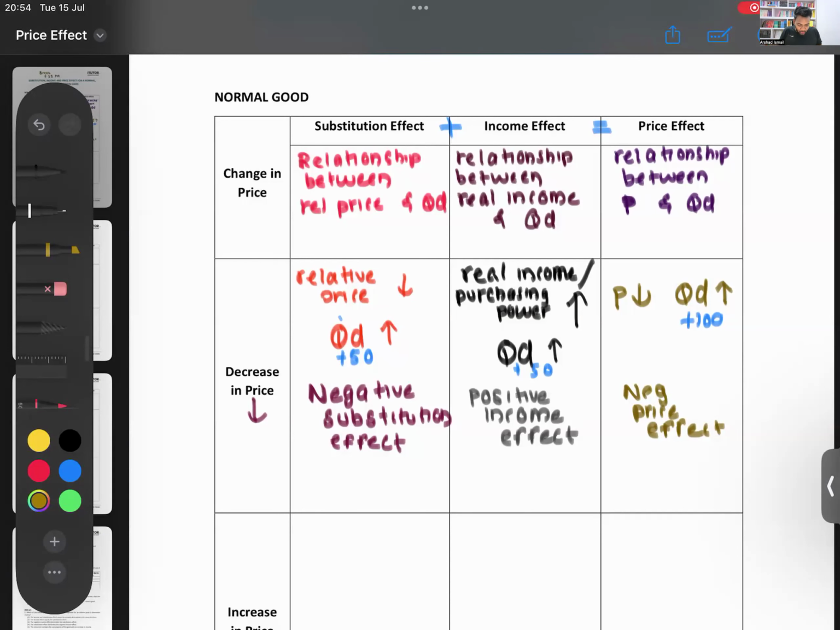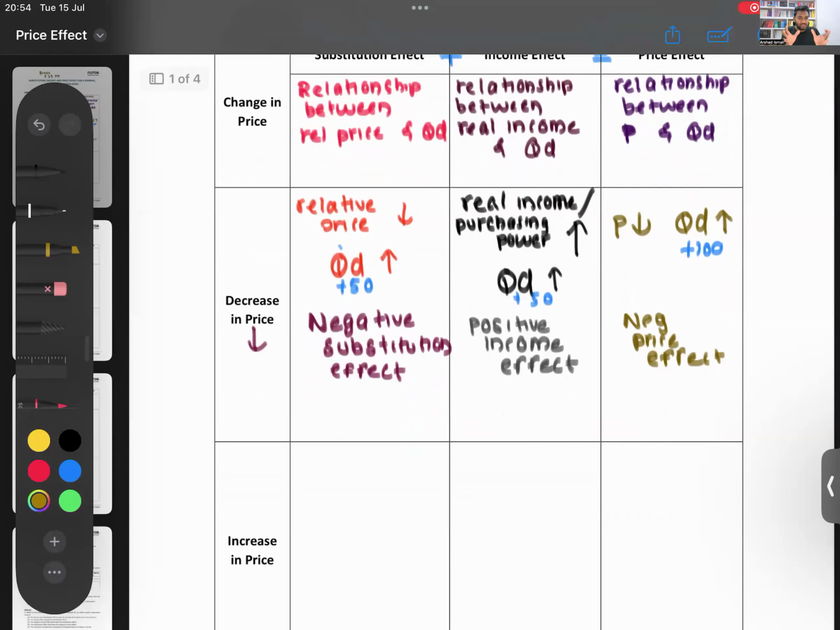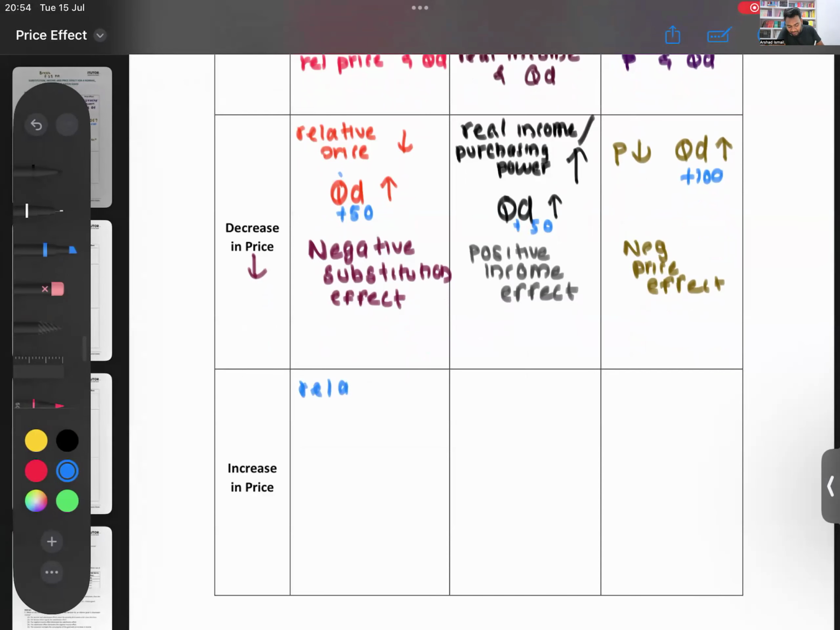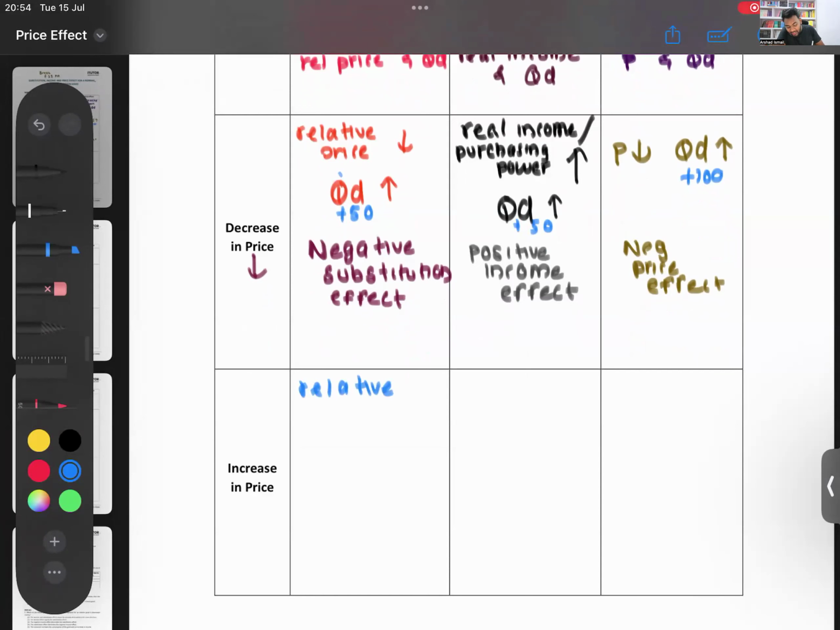Okay. Then we'll go into my increase in price. Now, if you understood the decrease, you should be able to easily give me an answer for this. Okay. Can you quickly give me an answer for this? What happens when there is an increase in the price? Let's say I increased my class fees. If I increased my class fees, what happens to the relative price? Price of my class compared to other classes.